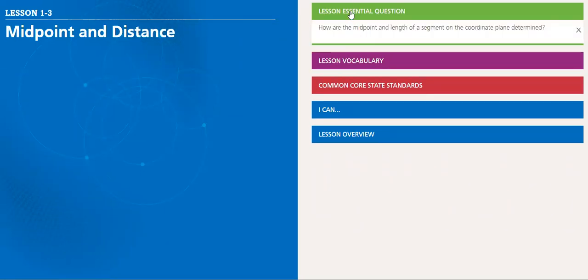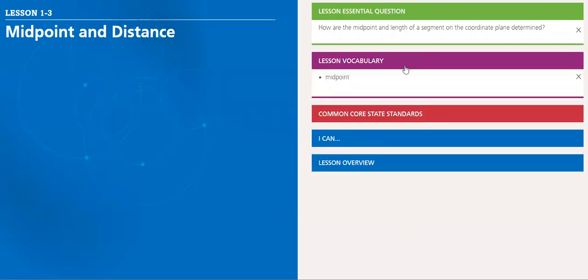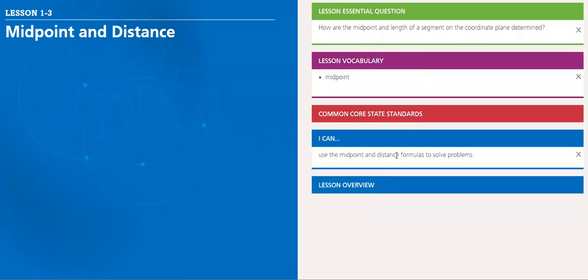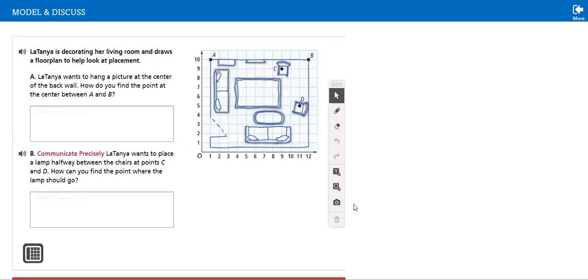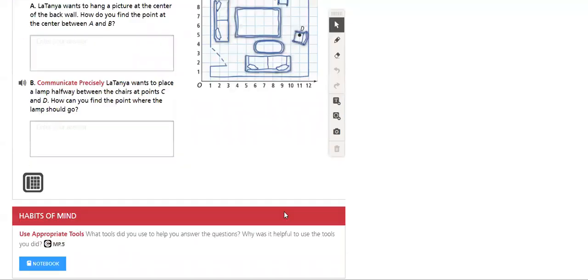How are the midpoint and length of a segment on the coordinate plane determined? What is a coordinate plane? You should know what is meant by coordinate plane. What's the difference between a segment and a line and a ray? Again, vocabulary, terminology. You can use the midpoint and distance formula to solve problems. And we have the lesson overview. Let's see the model and discuss here. We have a model, a question that you need to solve. She's decorating her living room, etc. And you can use these tools to solve the question.